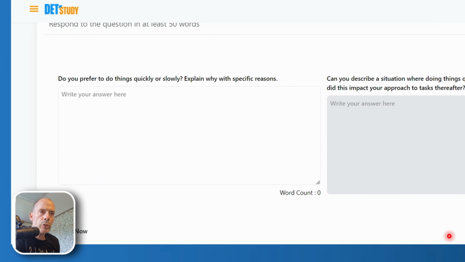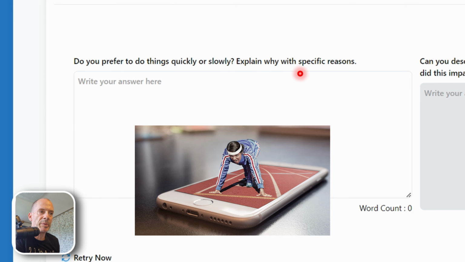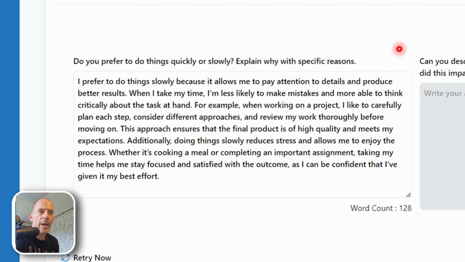Again, here we go. Do you prefer to do things quickly or slowly? Explain with specific reasons. I prefer to do things slowly because it allows me to pay attention to details and produce better results. When I take my time, I'm less likely to make mistakes and more able to think critically about the task at hand.